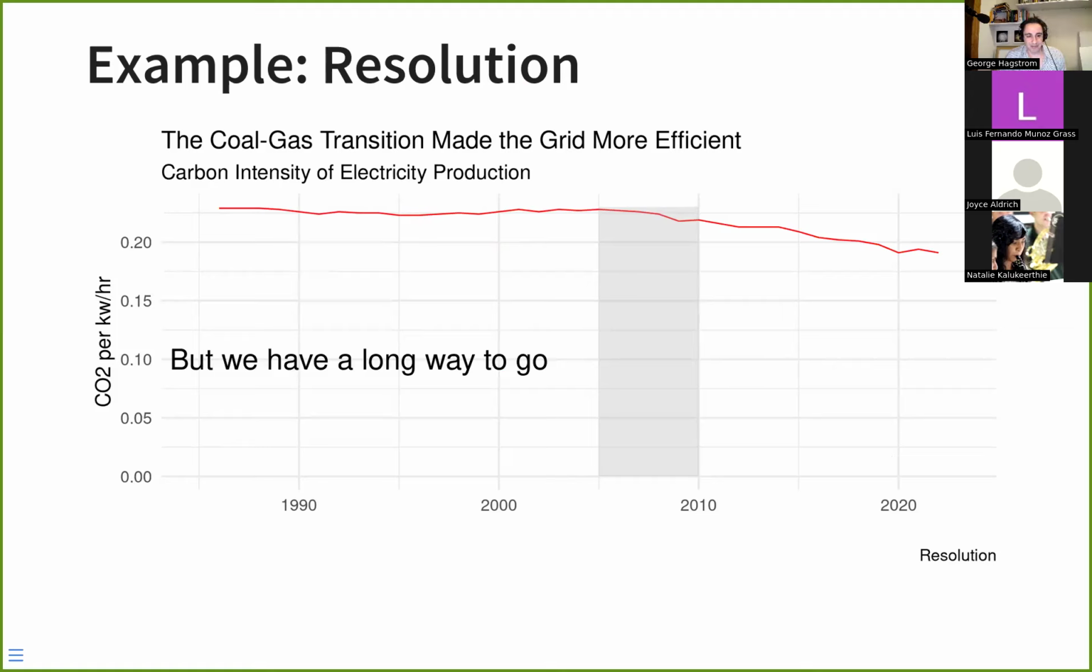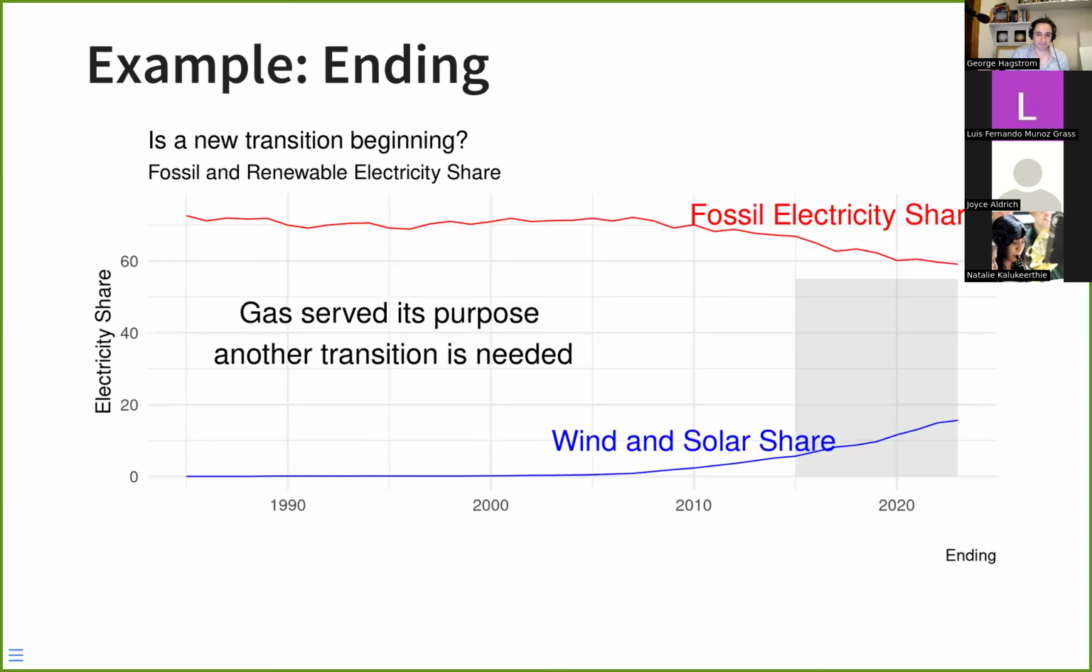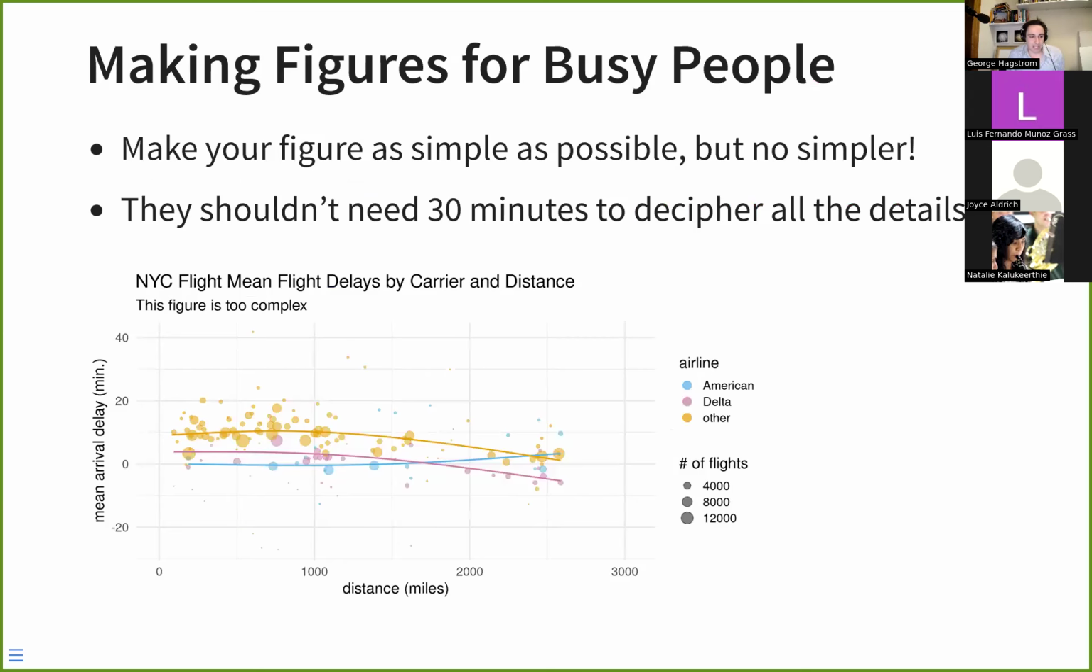But despite that, it's not a happy ending. We still have a long way to go. That's kind of the resolution. And then the ending is, yeah, we need to replicate what happened with fracking, but with different types of power.